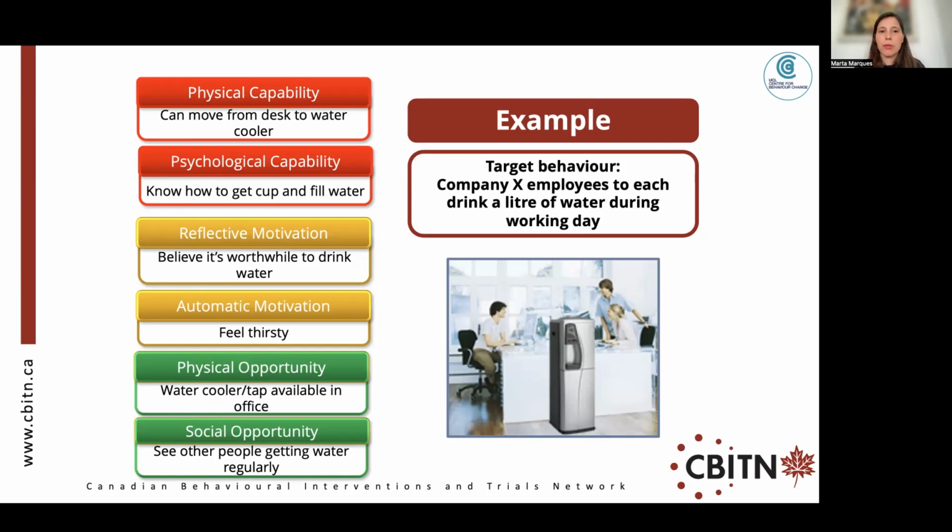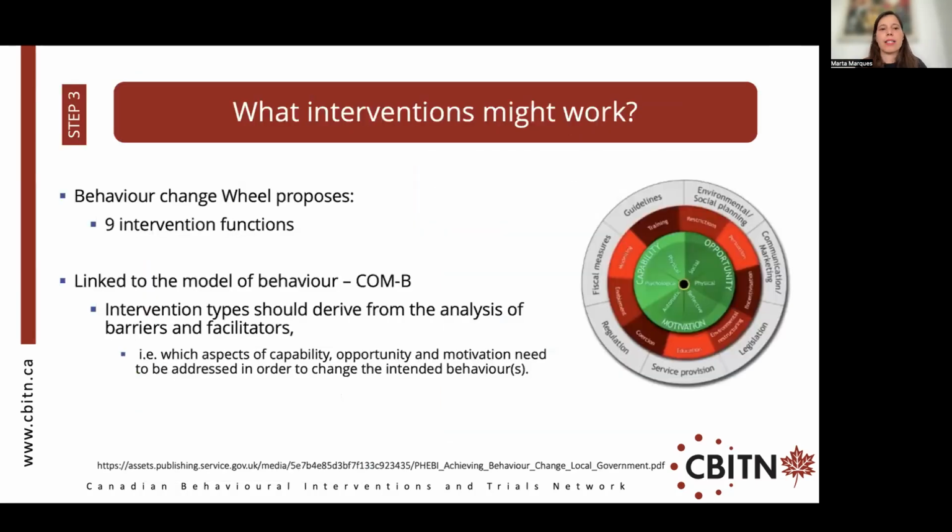Psychological capability could be to know how to do it, believing that it's worthwhile to drink water. That's an example of reflective motivation. Feeling thirsty is an example of automatic motivation that has to do with our drives or habits. Physical opportunity is having access to a water cooler or a tap, something available in the office that is easy to get to. And social opportunity, for example, is seeing other people getting water regularly. So here you can see these examples. We probably could get hundreds of other examples.